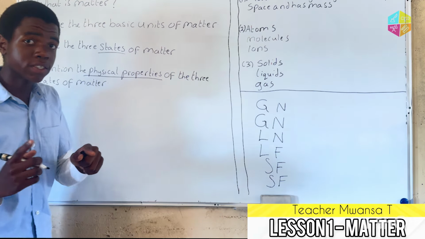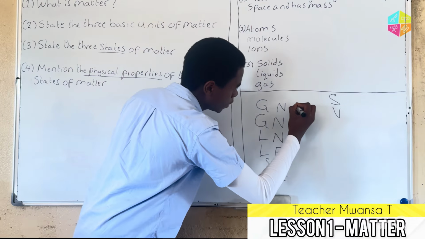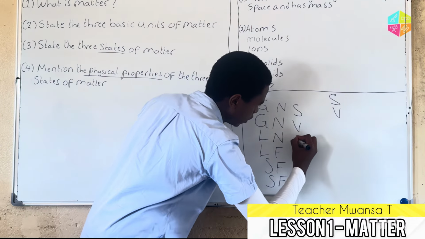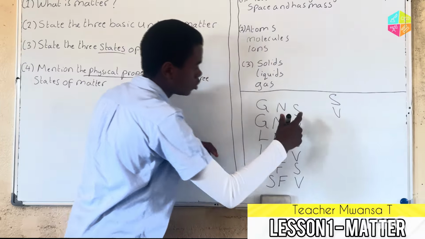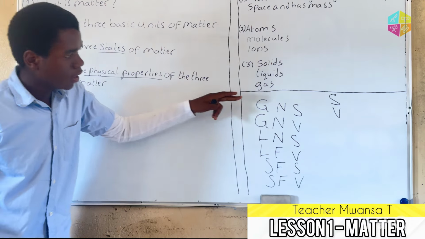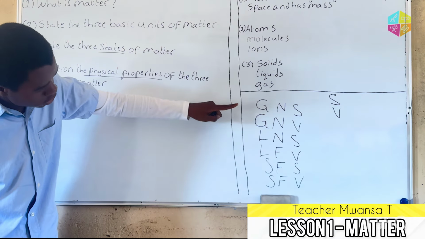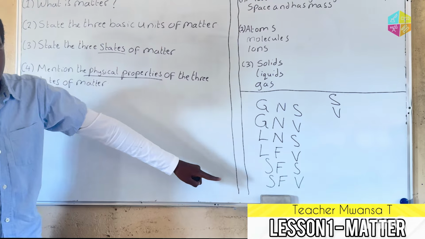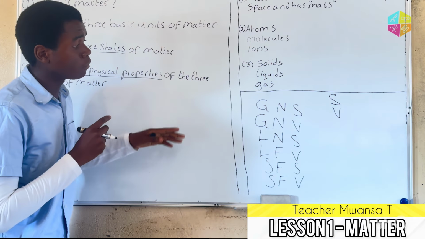The physical properties I told you at first: shape and volume. So we write S, V, S, V, S, V. It should follow each other in that manner. S, V, S, V, S, V. N, N, N, F, F, F. G, G, L, L, S, S. Then we can identify the physical properties of each.